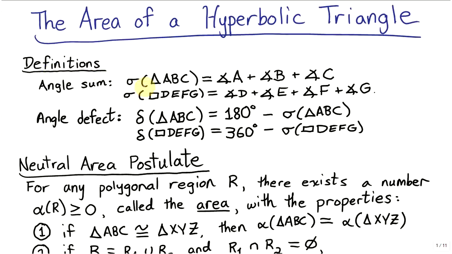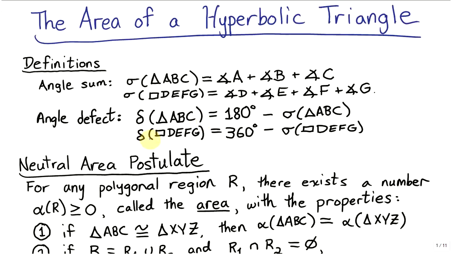First, we define the angle sum of a triangle ABC to be the sum of the measures of its angles, and similarly, the angle sum of a quadrilateral is the sum of the measures of its four angles. And then we can define the defect of a triangle to be 180 degrees minus the sum of angles of a triangle. In hyperbolic geometry, the sum of the angles is always less than 180 degrees. Therefore, the defect of a triangle in hyperbolic geometry is always a positive number.